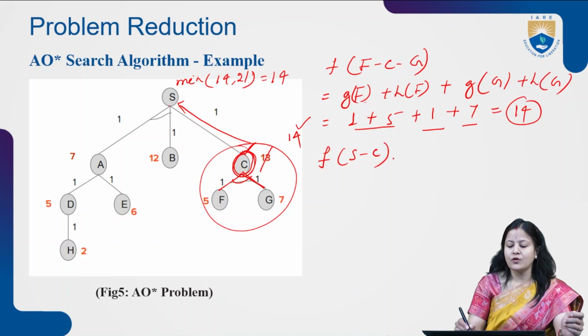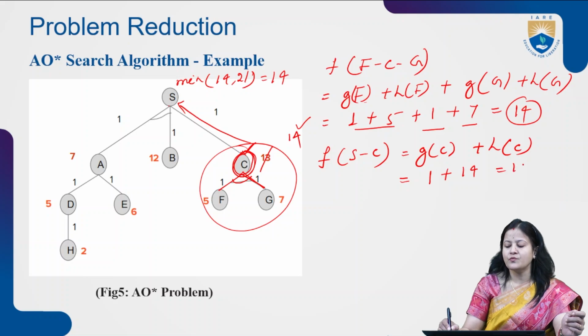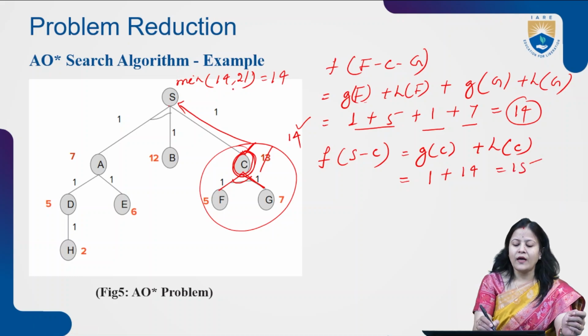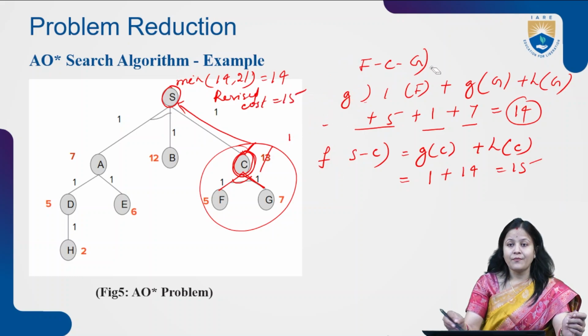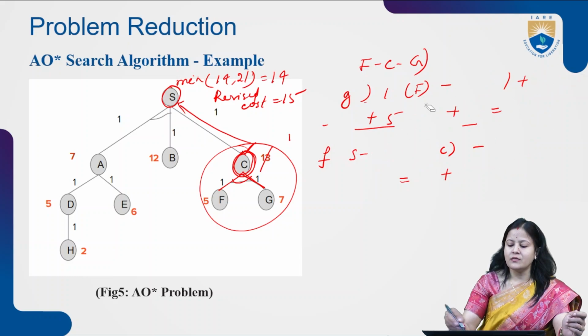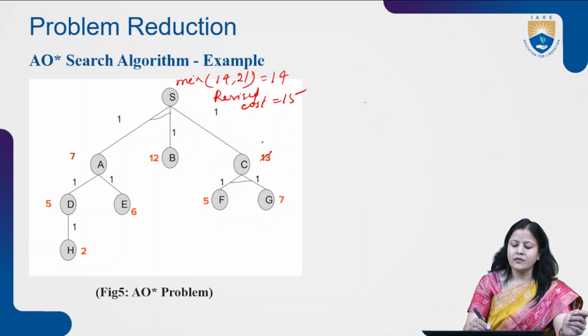So what would be the cost of SC again? G of C plus H of C, because C value has been changed from 13 to 14. That is why we are calculating once again. So G of C is equal to what? That is 1. And H of C new value is 14. So now it becomes 15. Okay. Now the new value, let me update for the S node. The revised cost for S node becomes 15 now. Now we will check for the left side also, because the right side part is completed.